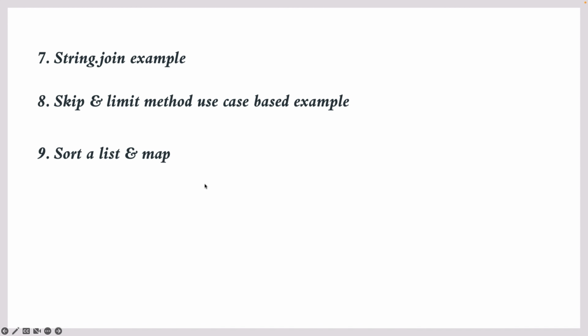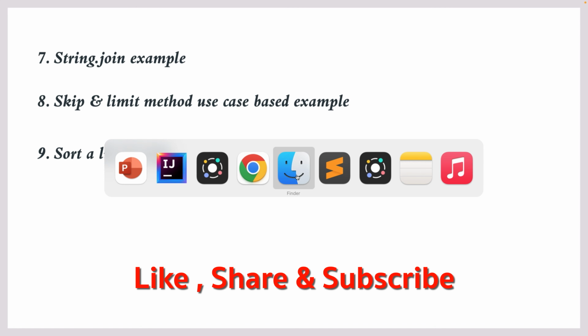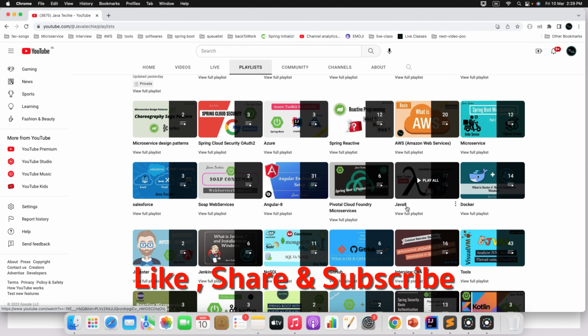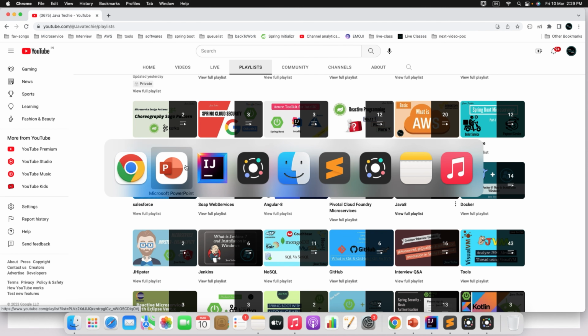Sort a list and map. I don't want to repeat it, how to sort a list or how to sort a map in Java 8. I already uploaded it in my Java 8 playlist. You can go and check the individual detailed video about the sorting algorithm for map and list. I'll share the link in the description. You guys can have a look. Now let's move to the next one.